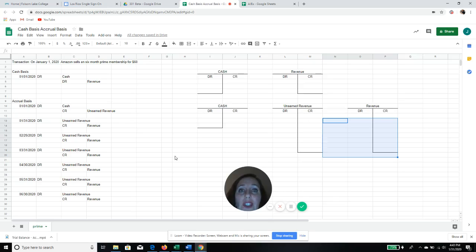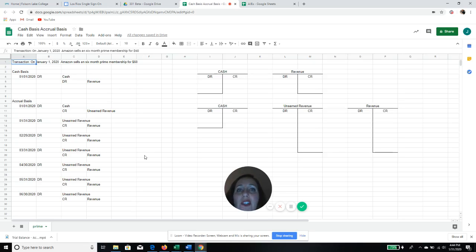The difference is really just going to be a timing difference. I want to illustrate to you how, whether we use cash basis or accrual basis, the numbers end up being the same once we've gone through the whole cycle. It's just a difference as to when we recognize, in this case, revenue. So our transaction is on January 1st: Amazon sells a 6-month Prime membership for $60. I pay once a year, but that would be a lot of journal entries, so we're going to do 6 months for $60.